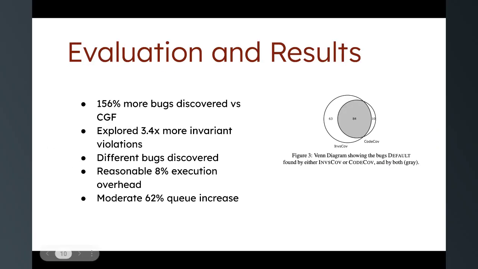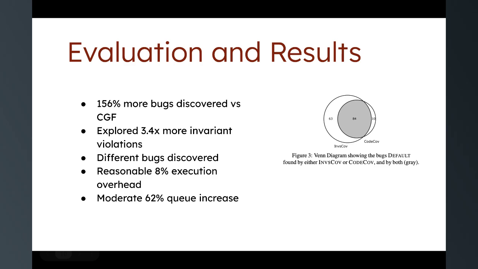Taking a look at the author's results of this evaluation, it's clear that this approach has significant impact. In their default configuration, the invariant guided fuzzer discovered 156% more bugs compared to a standard coverage-guided fuzzer. In other words, it found nearly 2.5 times as many bugs under the same experimental conditions of 5 48-hour trials. The system also explored around 3.4 times more distinct invariant violations, suggesting that the system explores a much larger portion of the program's state.